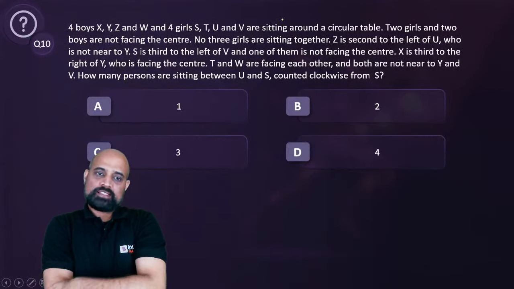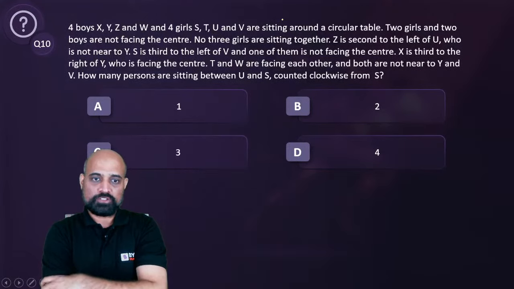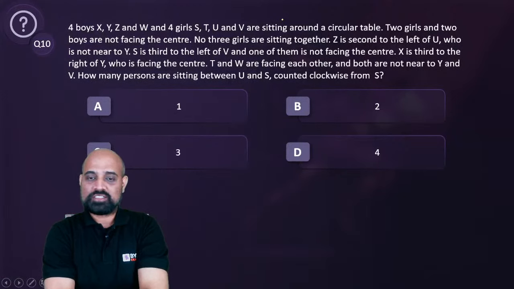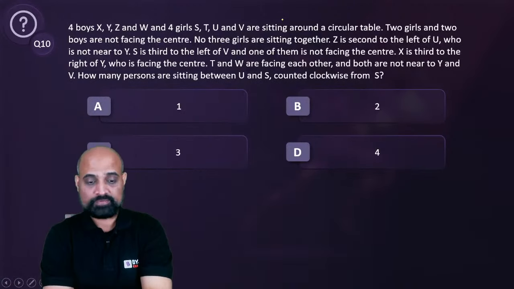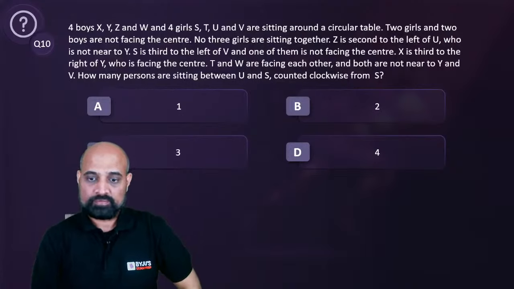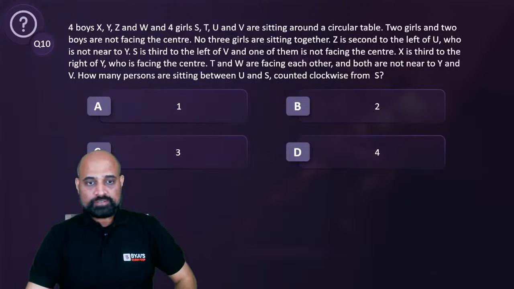4 boys X, Y, Z and W and 4 girls S, T, U and V are sitting around a circular table. 2 girls and 2 boys are not facing the center. Wow. Circular arrangement, bidirectional. No 3 girls are sitting together. Z is second to the left, and so on. How many people are sitting between U and S counted clockwise from S? Go ahead, try this.